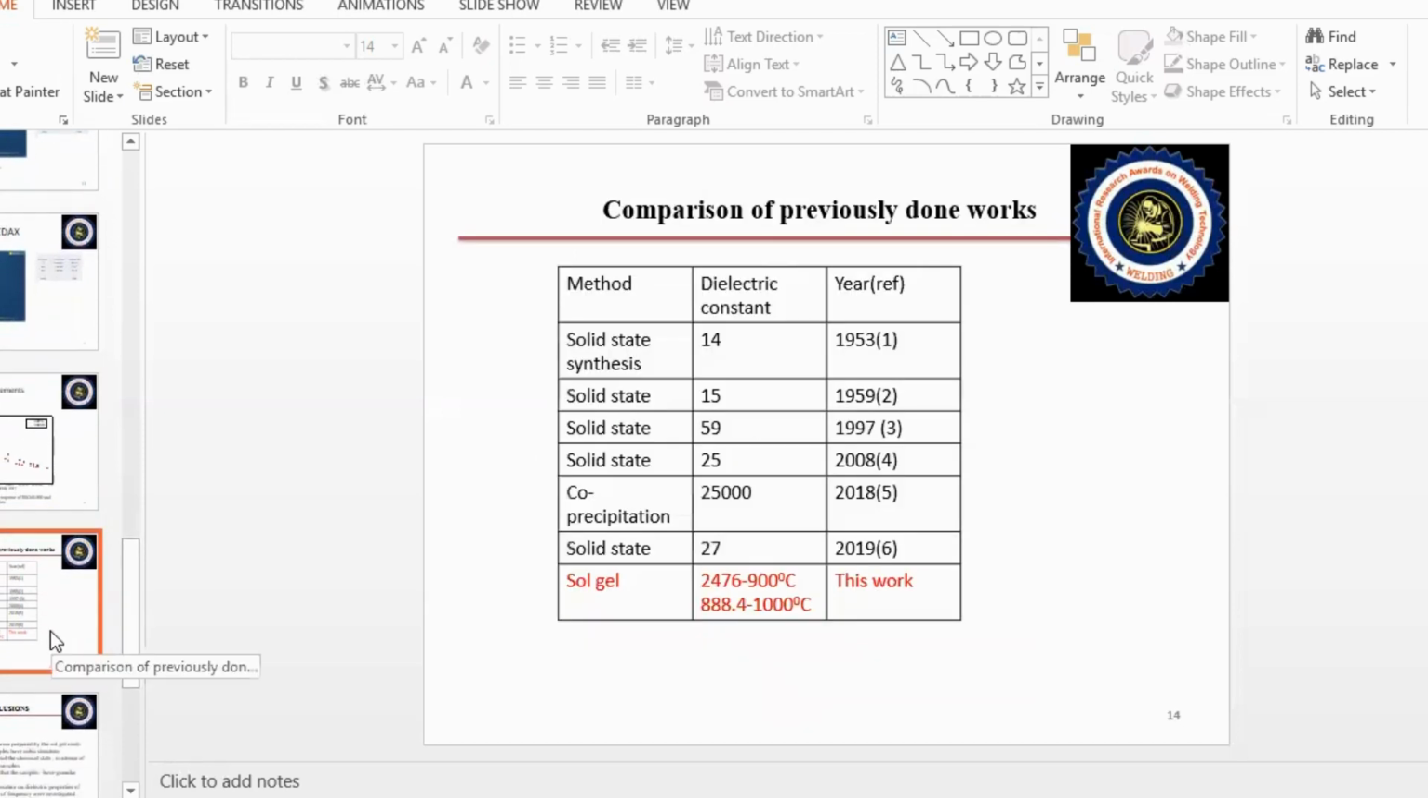The table shows the comparison of the previously done works. For our work, we got 2476 relative permittivity for samples sintered at 900 degrees Celsius and a relative permittivity of 889 for the samples sintered at 1000 degrees Celsius. It seems that the origin of this giant dielectric constant is non-intrinsic, and the Maxwell-Wagner polarization effect caused due to the electrical inhomogeneity of the prepared sample has contributed to the dielectric anomaly.